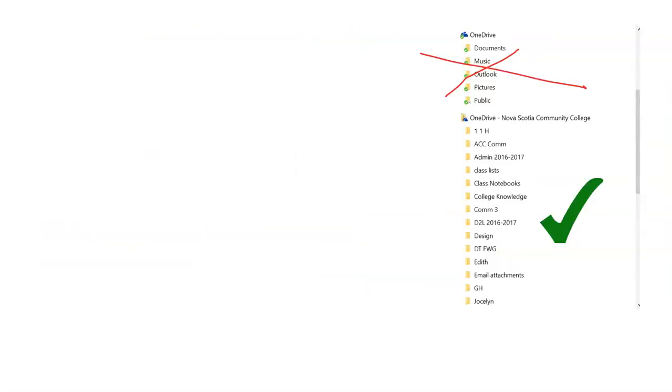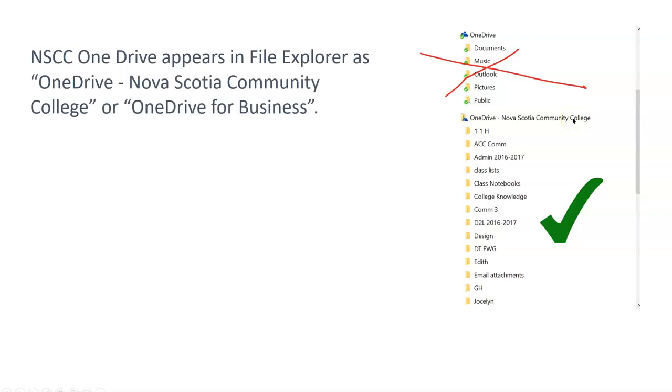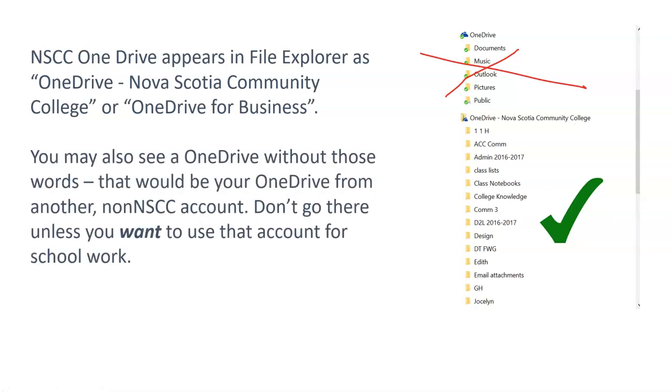If you look in File Explorer, your OneDrive for NSCC will look something like this. It will usually say OneDrive Nova Scotia Community College or OneDrive for Business. You may also see a OneDrive without those words. That would be your OneDrive from another non-NSCC account. Don't go there unless you want to use that account for schoolwork. This picture shows my OneDrive, my personal OneDrive. You may have one of those too, but for school, you probably want to save on OneDrive for Nova Scotia Community College or OneDrive for Business.